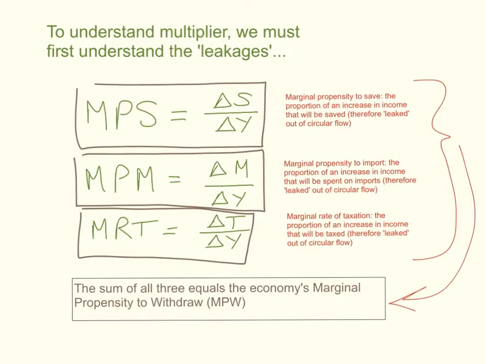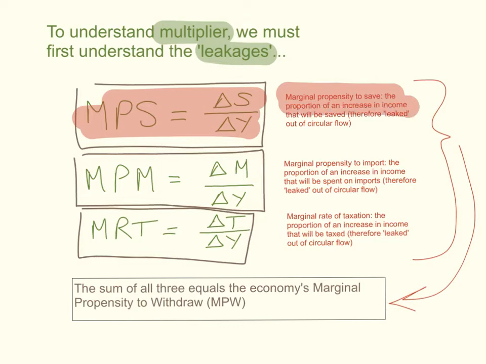So, to understand the multiplier, we must first understand the leakages. There are three leakages: savings, import spending, and taxes. With savings, we look at the marginal propensity to save, MPS, which is the change in saving as a result of a change in income. The marginal propensity to save is the proportion of an increase in income that will be saved, and therefore will leak out of the circular flow.